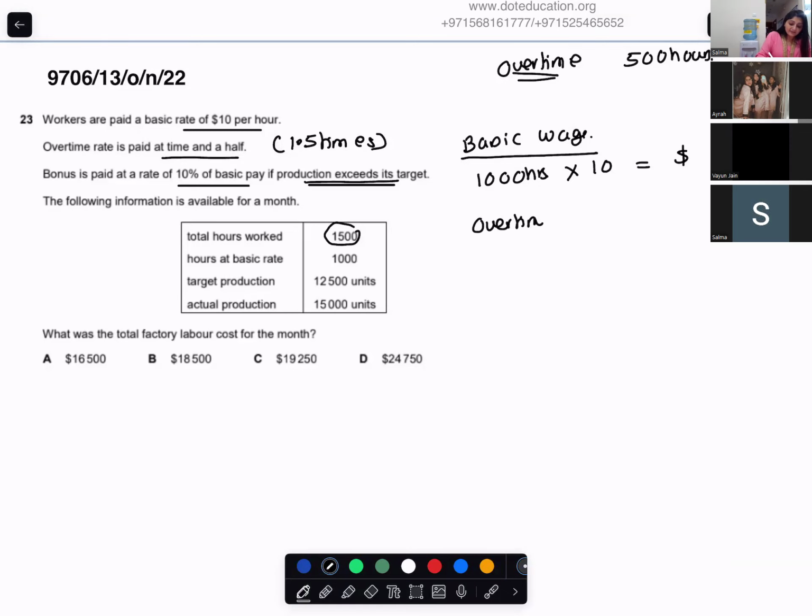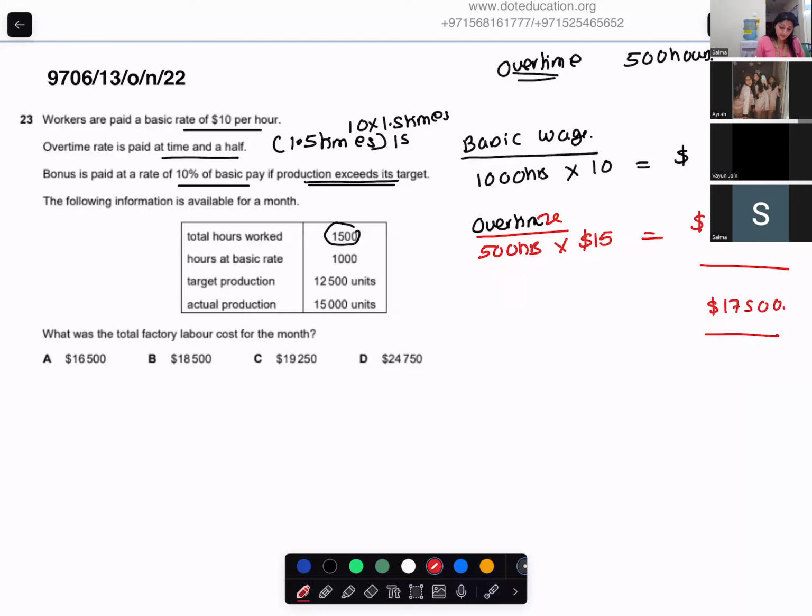Overtime is paid 1.5 times. That means it is paid 10 into 1.5 times. It will be how much? 15. So overtime is 15. So overtime is how many hours? 500 hours. And it will be paid at the rate of $15. So 500 into 15, overtime is paid $7,500. Are you with me? Yeah. So now this is becoming 17,500.